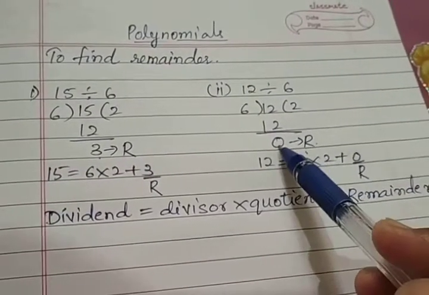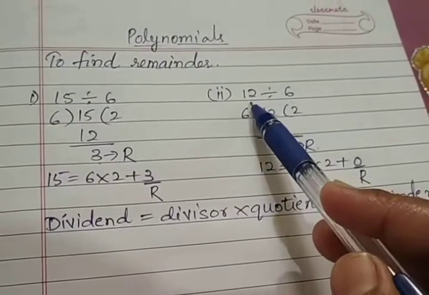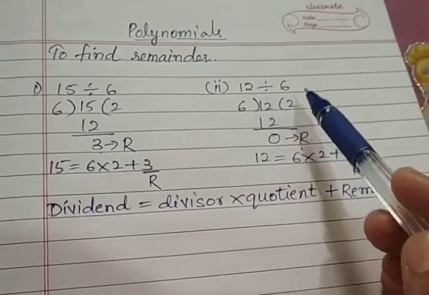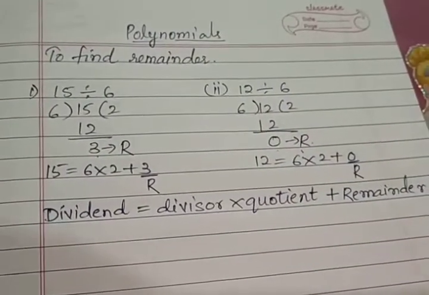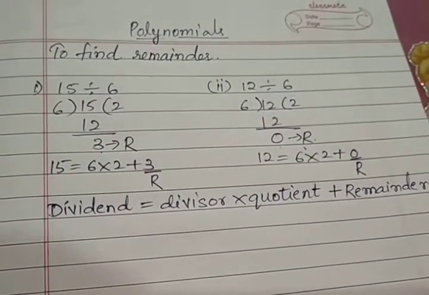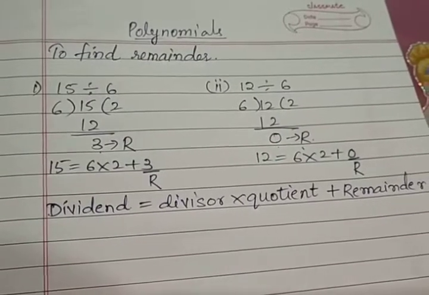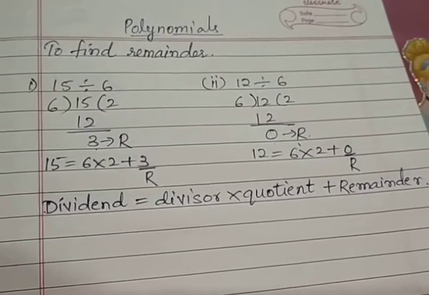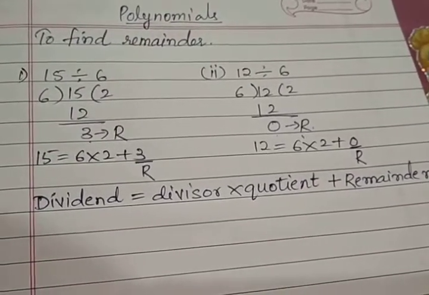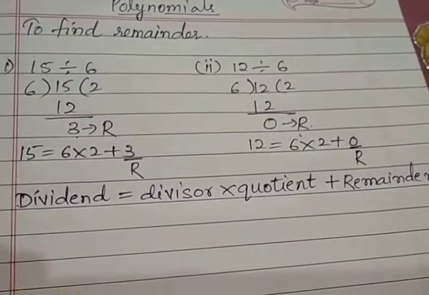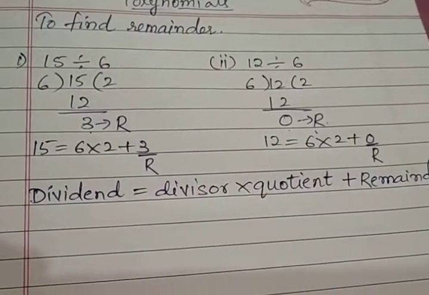Why are we getting remainder 0 here? Because 12 is a multiple of 6, or we can say that 6 is a factor of 12. Do remember that when any number is a multiple of another number, then the remainder will be 0, or if any number is a factor of another number, then the remainder will be 0. In case of multiples and factors, the remainder is always 0.